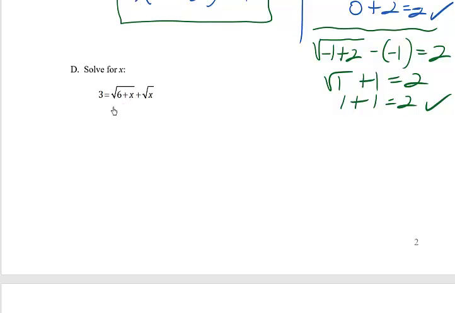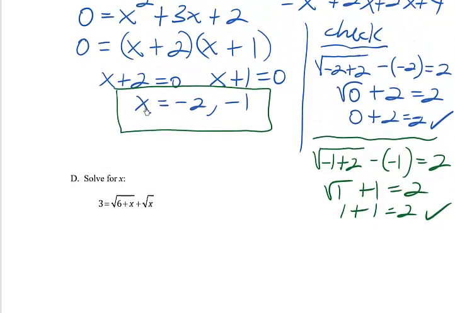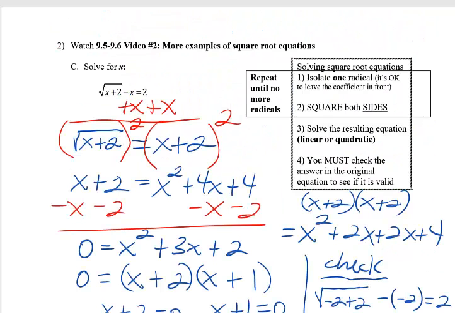This is the first one of these that we've done where there are two different radicals in the equation. Let's look back at our list of steps and I'll show you how you're going to deal with this. Unfortunately, you can only get rid of one radical at a time. So these are longer problems.